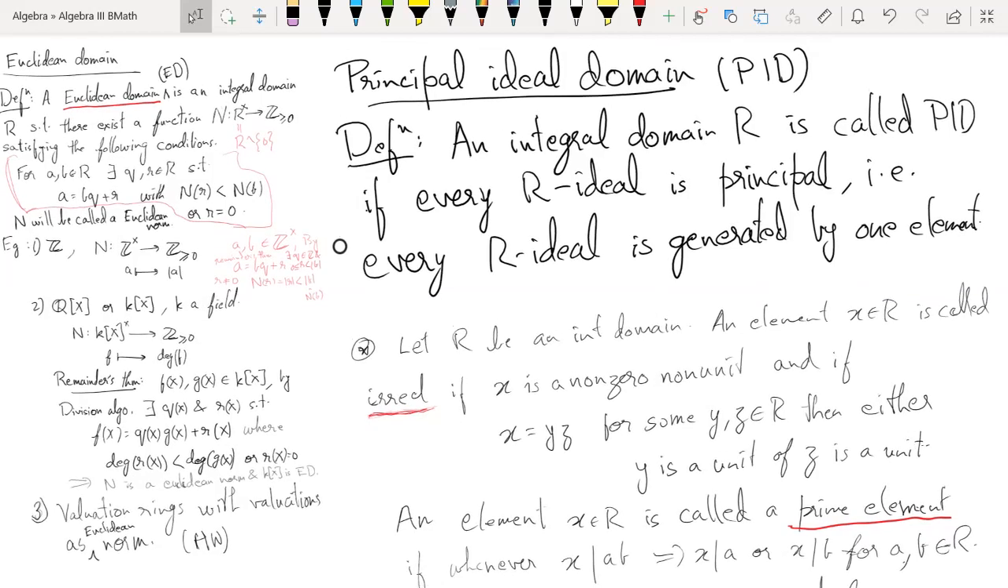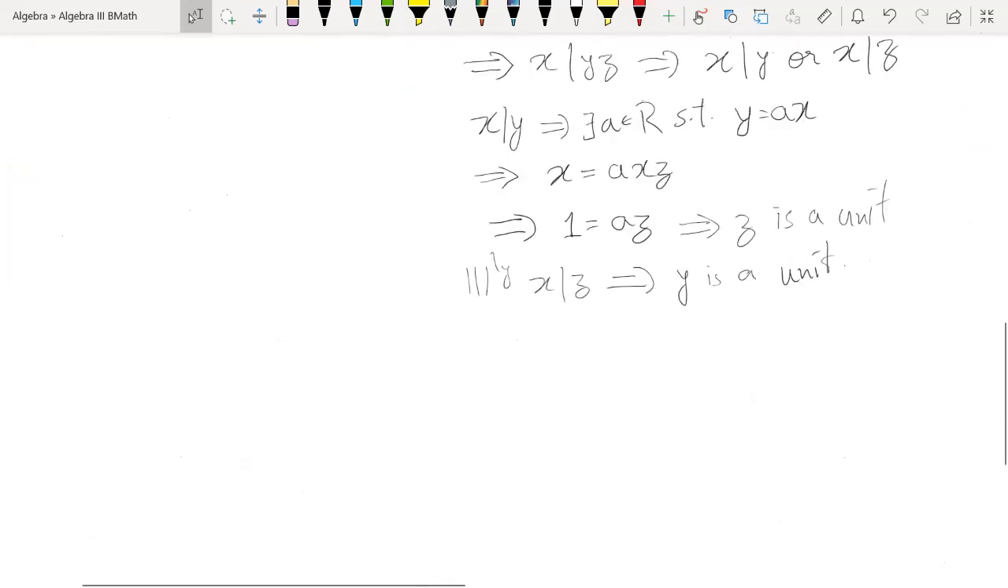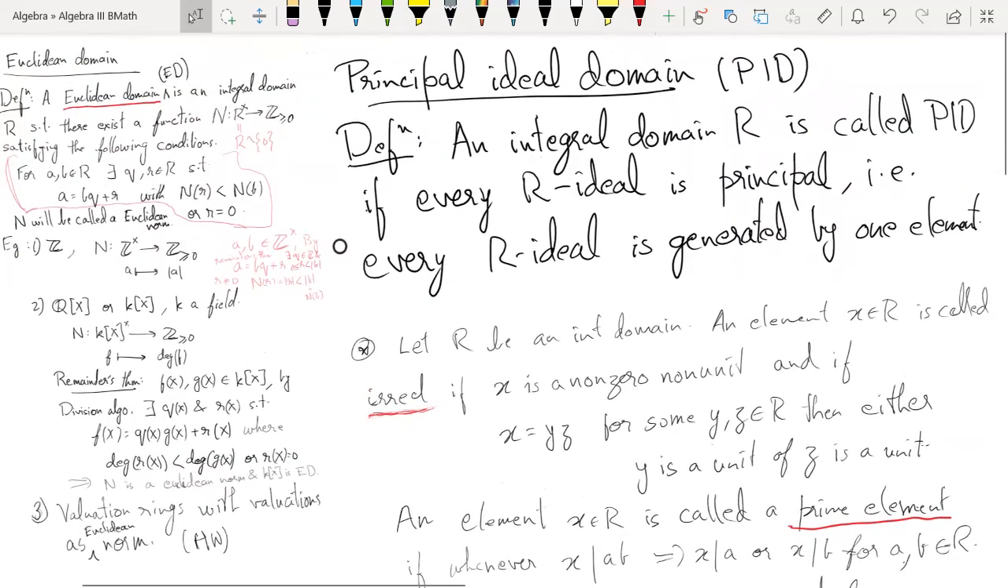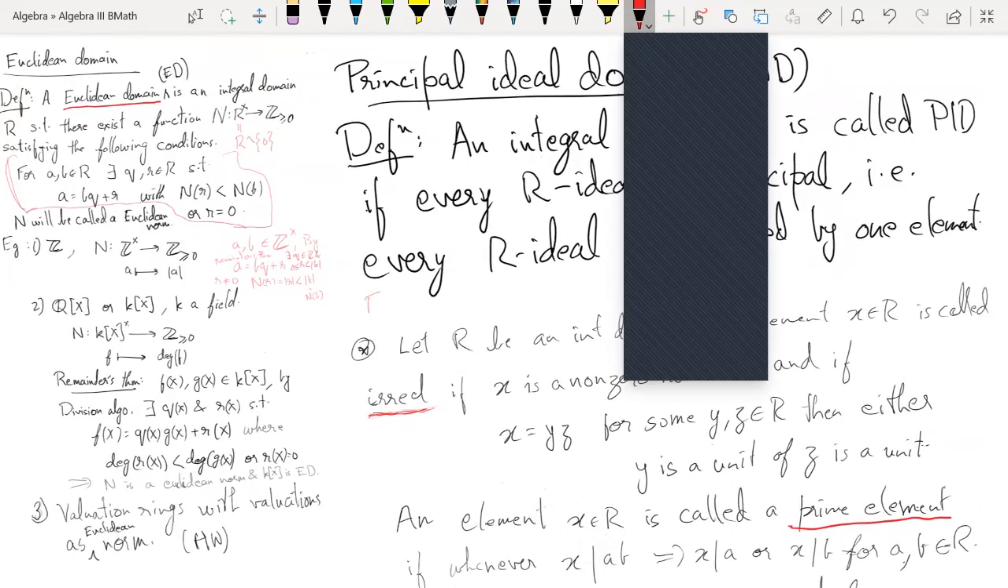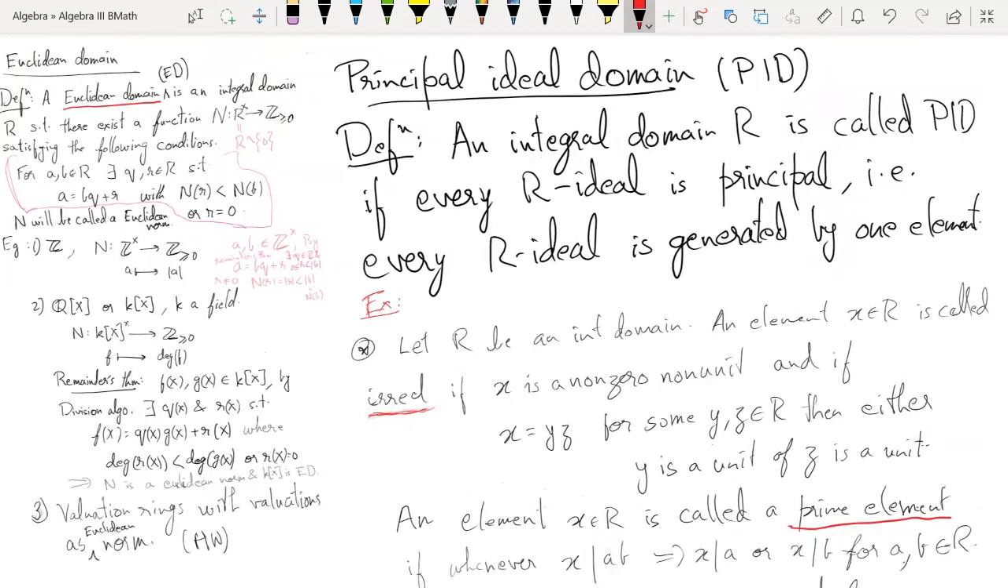Before we go further, it looks like I haven't included any examples. Somehow the examples are missing, so let me include examples here. What are some examples of PID? Of course fields are. There are only two ideals in a field, the whole ring and the zero ideal, and both ideals are principal. One is generated by zero and the other one is generated by any unit, or one.